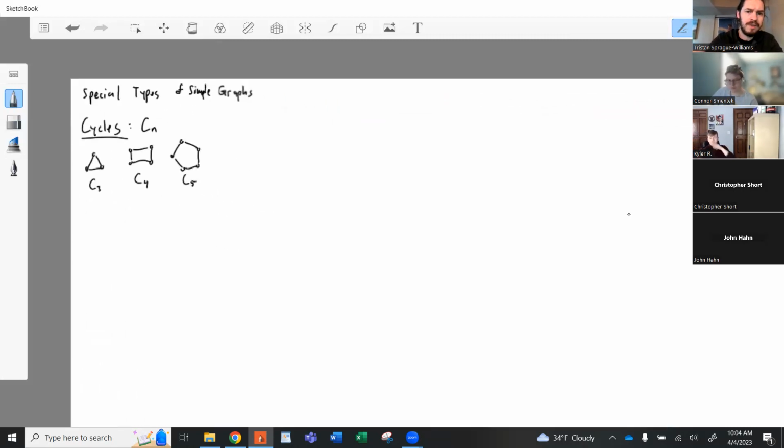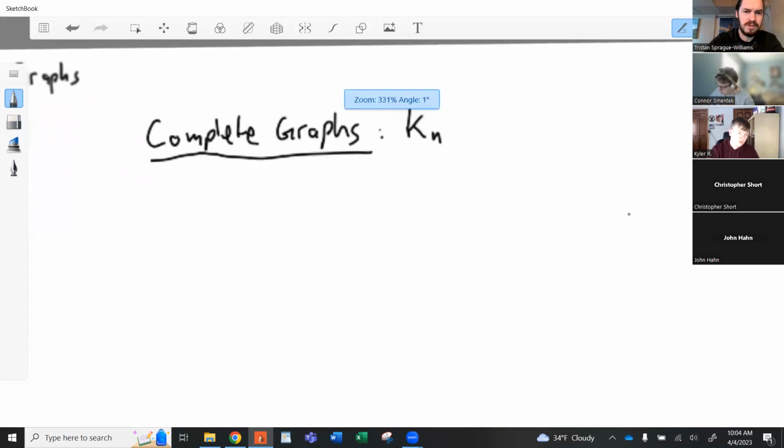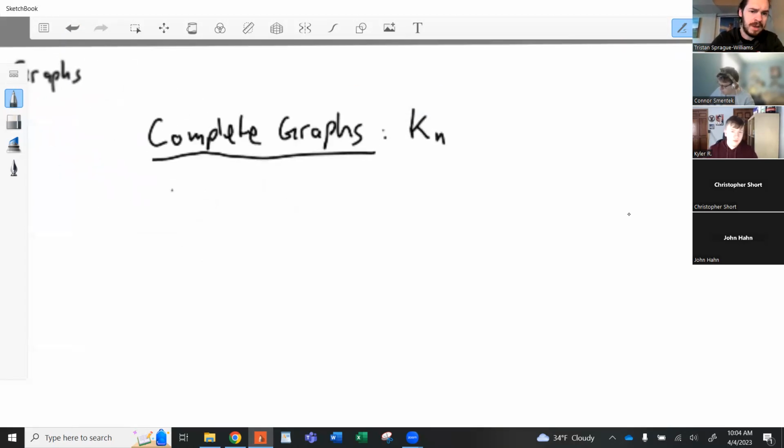Now, let's compare cycles to complete graphs. Oops, I spelled complete with a K. There's a reason for that. Complete graphs. The notation for complete graphs is K subscript n, which is why I slipped up there and started spelling complete with a K. But a complete graph on n vertices is basically the maximal simple graph that you could draw.